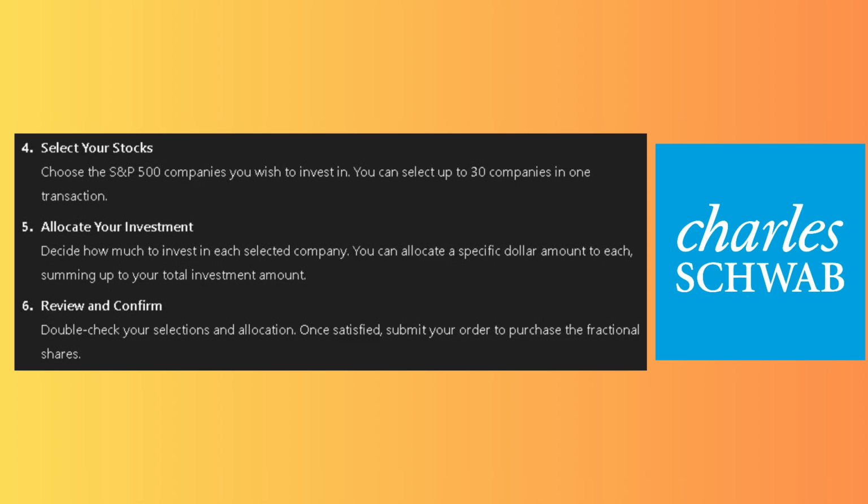Select your stocks. Choose any of the S&P 500 companies you wish to invest in. You can select up to 30 companies, all in one transaction. Allocate your investment. Decide how much you invest in each company. You can allocate a specific dollar amount to each, summing up to your total investment amount.